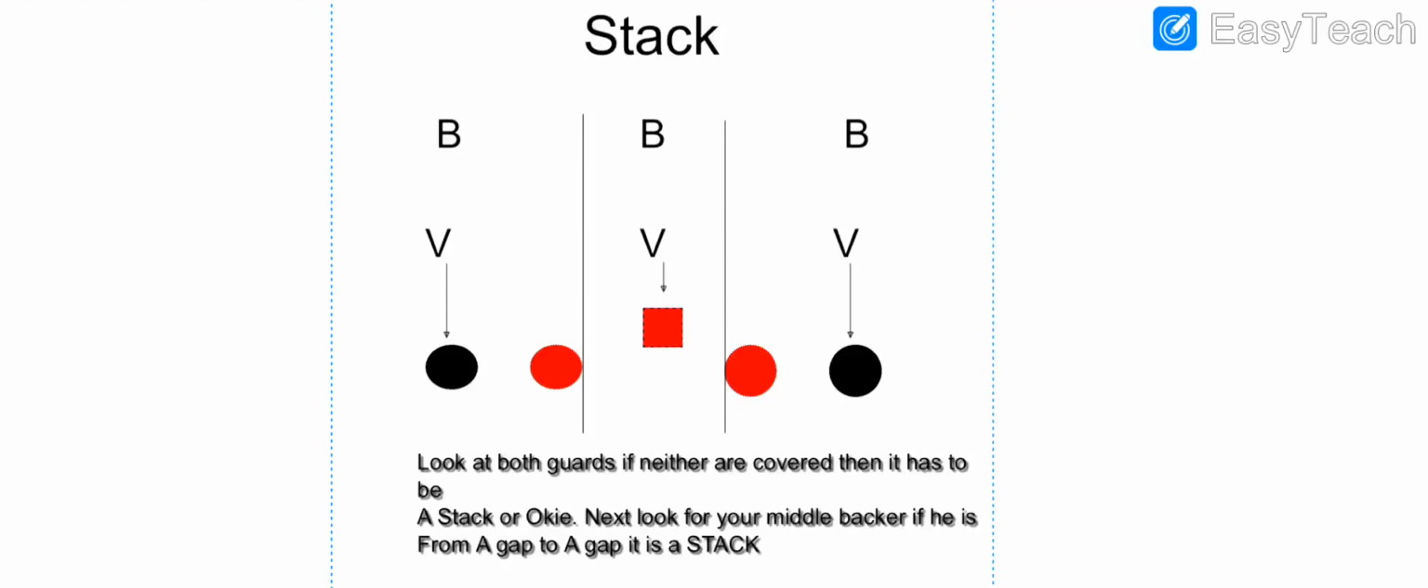So then we call that a stack. When I was at West Virginia, we called that an odd stack. So you have a stack look. No guard is covered, and there are backers between A gap to A gap.